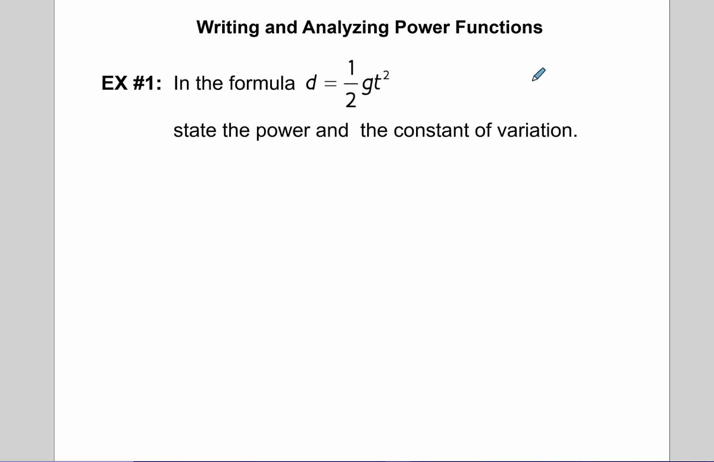You also need to know how to identify when you have a formula like one half g t squared. So distance is one half g t squared. This is a broken down version of vertical motion. The power is 2, and our constant is half the gravity.